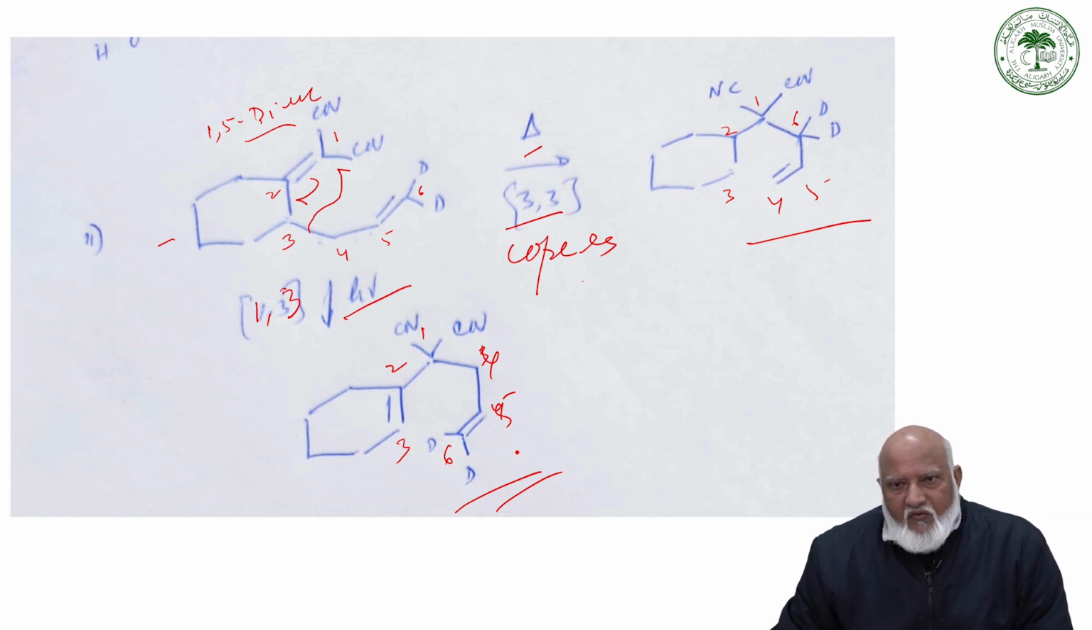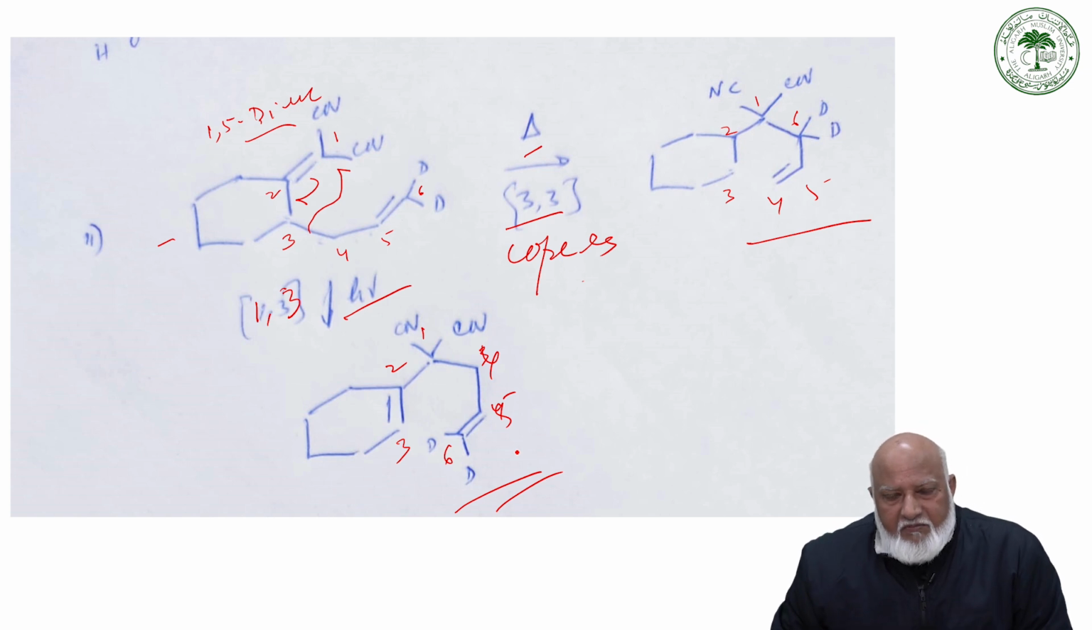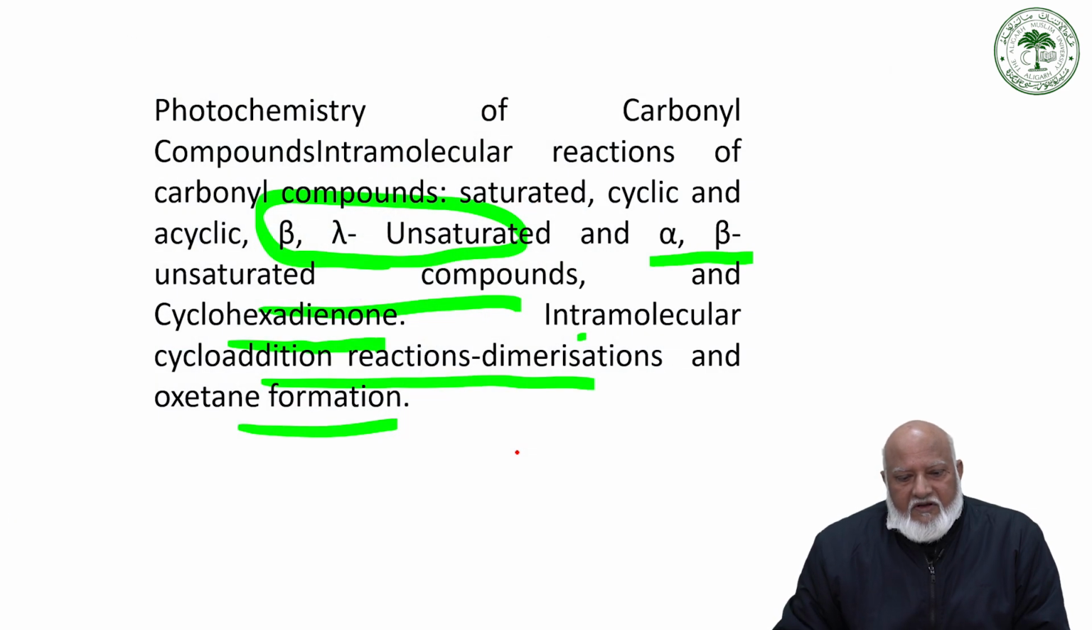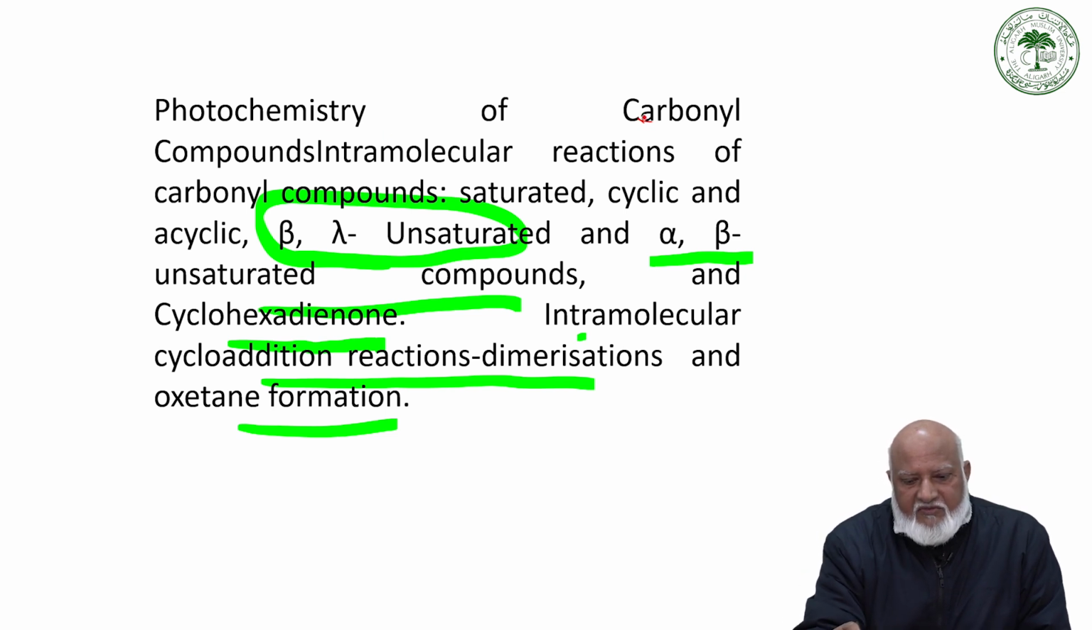After this we move to photochemistry of carbonyl compounds. Carbonyl compounds have been very well studied. A lot of examples have been reported in the literature, and let us see how we look into this and what type of photochemistry is shown by carbonyl compounds. In the next coming slides, we are going to discuss the photochemistry of carbonyl compounds.